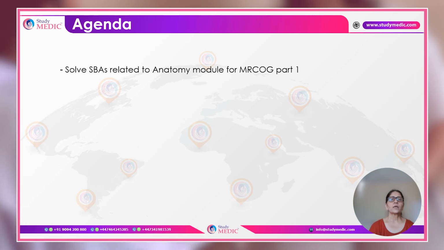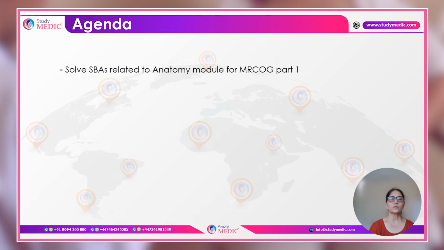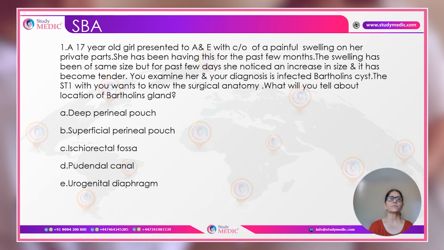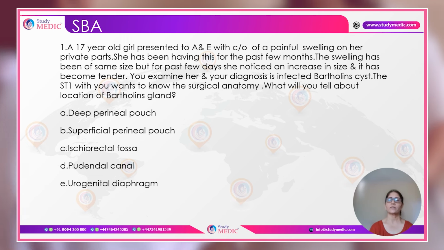The agenda for today's video is to be able to solve SBAs related to the anatomy module. So let us begin. Here goes the first question. A typical question would be like this: you would be given a scenario, which is a distractor to you, and then the main question would be at the end. But try to read the scenario, so that it gives you some information about the type of question.